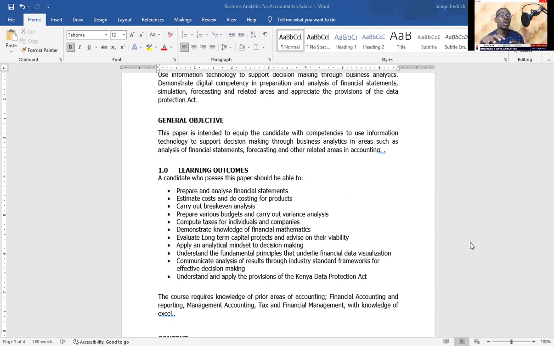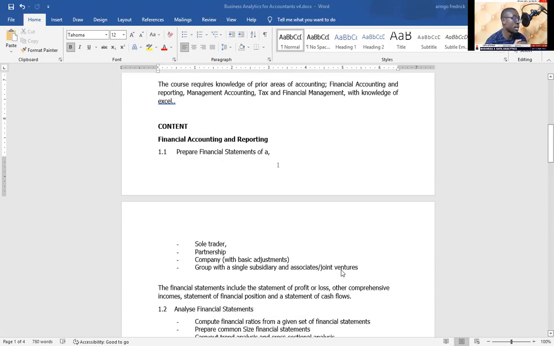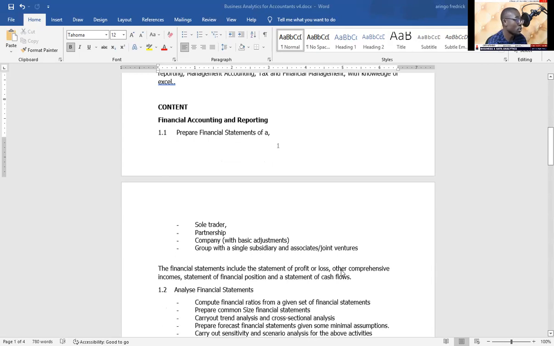So going into the content on what will be expected to cover at the end of this course, the first segment is us understanding the aspect of financial accounting practically. This is financial accounting and reporting, whereby you'll be required to prepare the financial statements of a sole trader, partnership, and a company group with a single subsidiary and associates. Remember at this point, my good students, you're not doing it theoretically, but you are doing it practically.